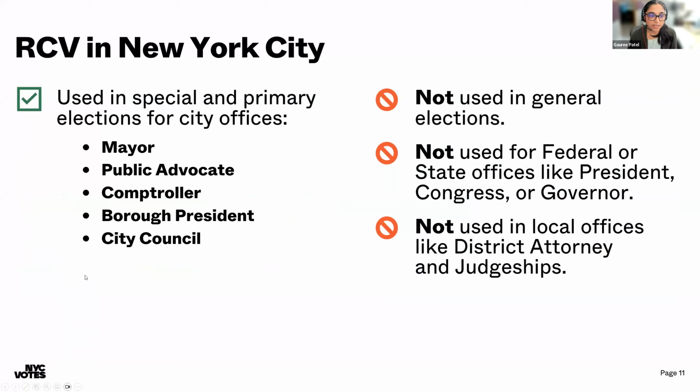I also want to emphasize that ranked choice voting is used in special and primary elections for city offices only, right? So mayor, public advocate, comptroller, borough president, and city council. It is not used in general elections. So the election that we'll participate in November will not be using ranked choice voting. We don't use ranked choice voting in federal or state offices like the president, Congress, or governor, nor do we use it in local offices such as district attorney and judgeships.